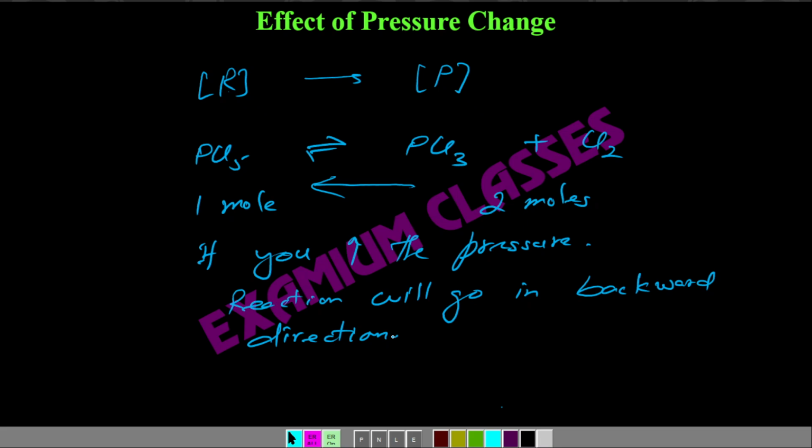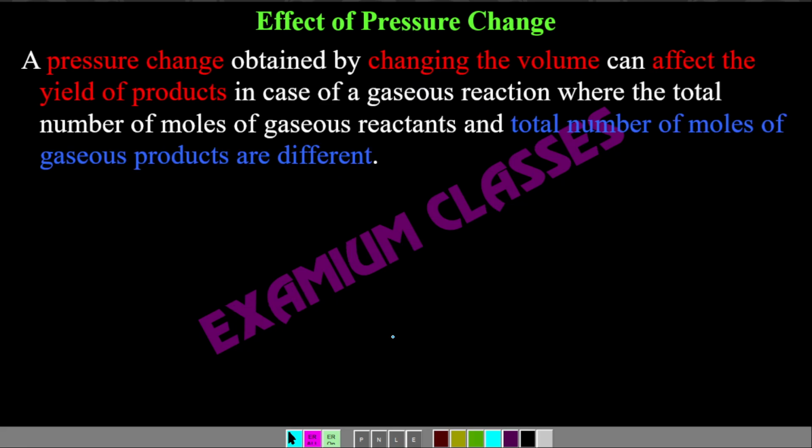It won't have any impact if both reactants and products have the same number of moles. So remember, the effect of pressure will be nil if both reactants and products have the same number of gaseous moles. Gaseous moles only you will consider. In this case, PCl5, PCl3, Cl2, all are gases, so I have considered everything. So pressure change obtained by changing the volume can affect the yield of product in case of a gaseous reaction, where the total number of moles of gaseous reactants and total number of moles of gaseous products are different.